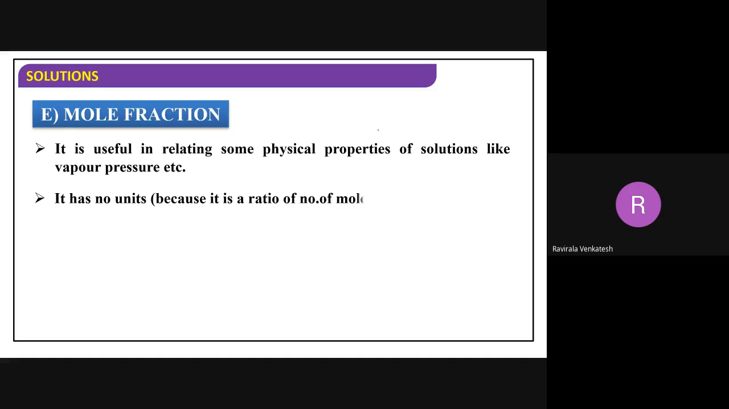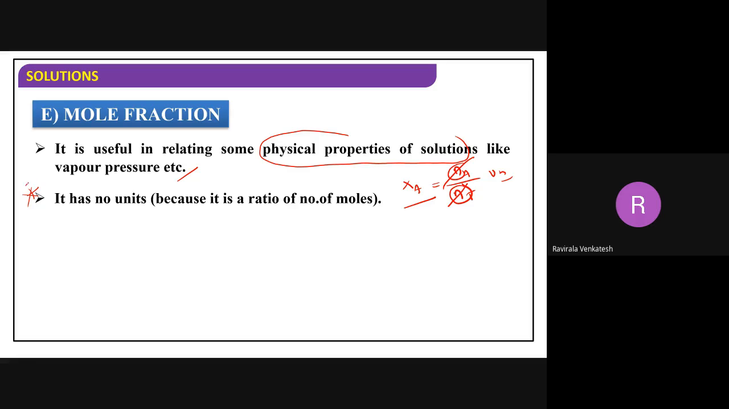It is useful for relating some physical properties of solutions, like vapor pressure. It has no units, better. Now this is a very, very important term. Mole fraction does not have any units here. Understood, better? Why? Because if you see the formula, mole fraction of A is equal to the number of moles of A divided by the total number of moles. Moles get cancelled here. Therefore, we don't have any units.